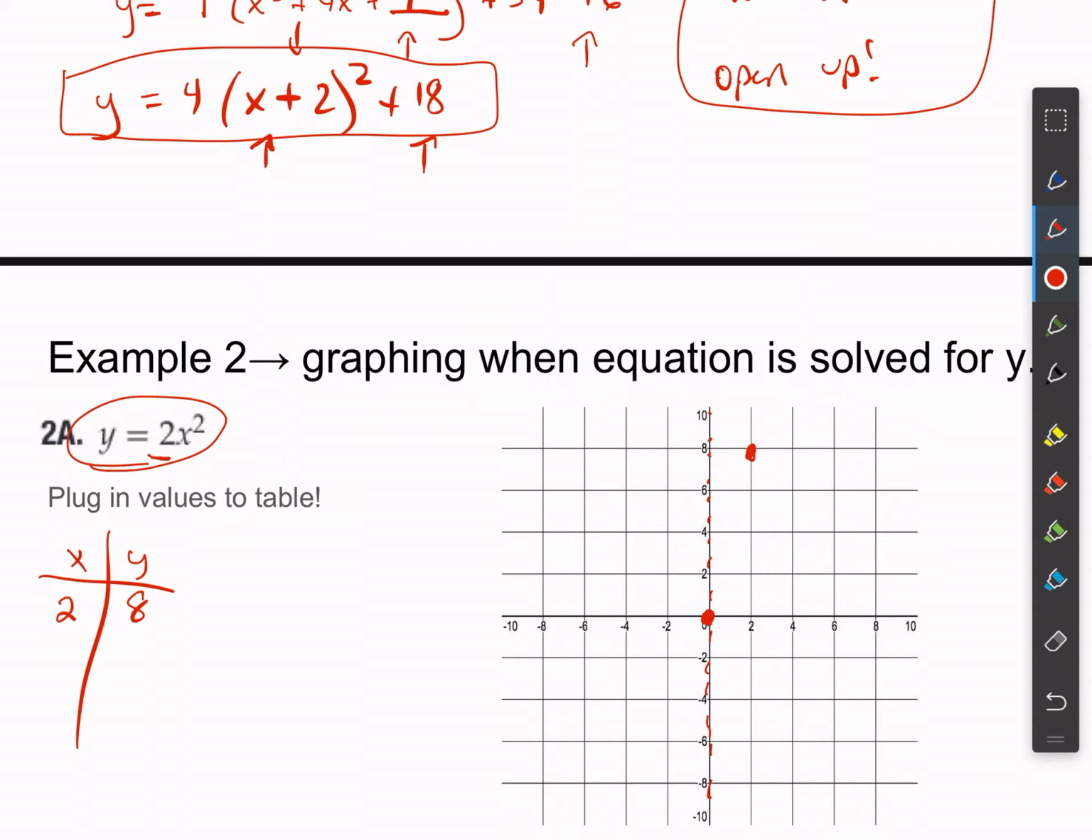If you want to be sure, you can plug a -2 in. Make sure you use parentheses in your calculator. -2 squared is 4. 4 times 2 is also 8. So here at -2, we're also at 8. And those are really the only 2 points that I can fit on this graph, so I'm going to stop there. You could keep going, but we'll go off our graph. Okay, so that's example 2.